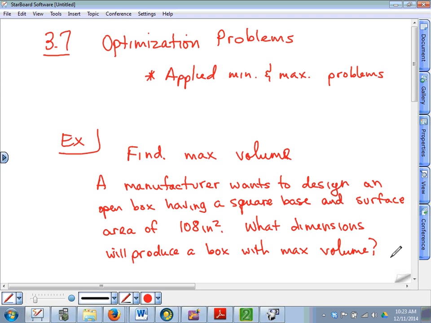So if you have a square base, is it also like the sides to be square too? Yeah. Well, not necessarily. The base has to be a square, but the sides don't have to go up as well. Length times the width have to be the same.